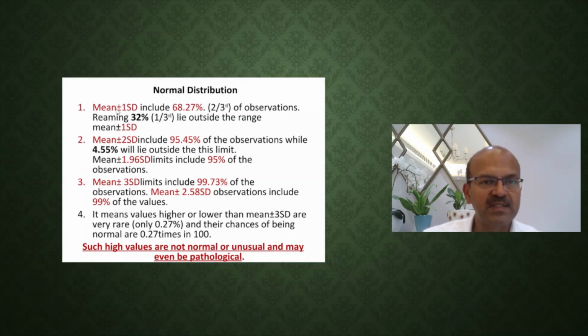Normally, mean plus or minus 1 standard deviation would include 68% of the observations, and mean plus or minus 2 standard deviations would include 95% of the observations. Plus or minus 3 would include 99.7%. So most of the time we consider a result statistically significant if it falls outside the mean plus or minus 2 standard deviations.